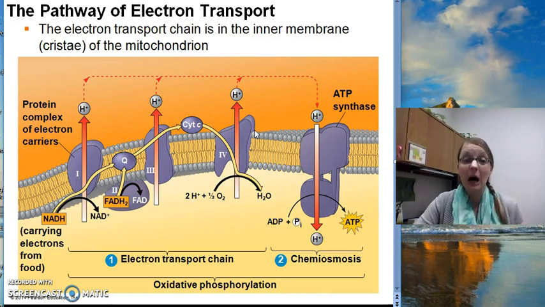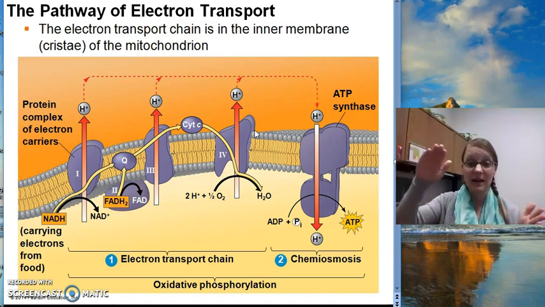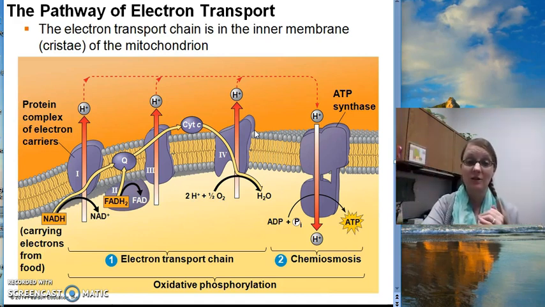Now, the first part of oxidative phosphorylation is when the electron carriers, NADH and FADH2, get to the electron transport chain and drop off those high energy electrons. Now remember, those high energy electrons are going to have to bounce down that electron transport chain, giving up some of their energy that's eventually going to be used to make ATP. So let's take a look at that electron transport chain.